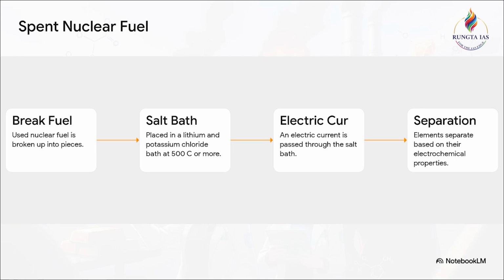Step 3, an electric current is passed directly through that salt bath. And Step 4, the different elements separate out based on their unique electrochemical properties, and they are recovered in separate streams. You really want to memorize this exact electrochemical sequence for any GS3 science and technology questions regarding spent fuel.